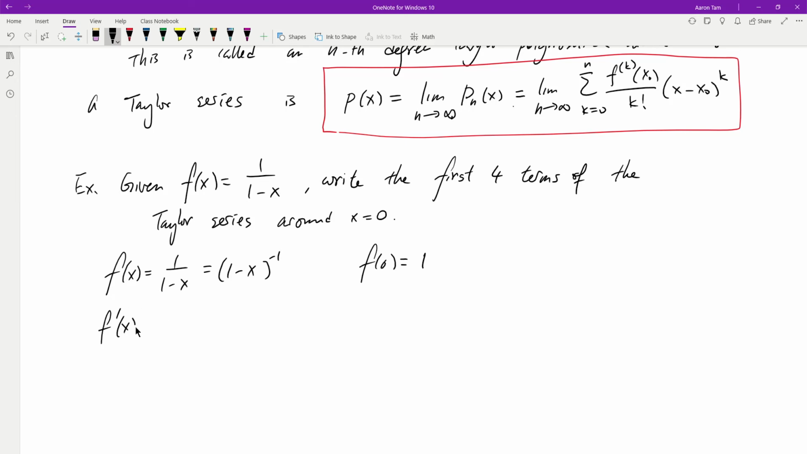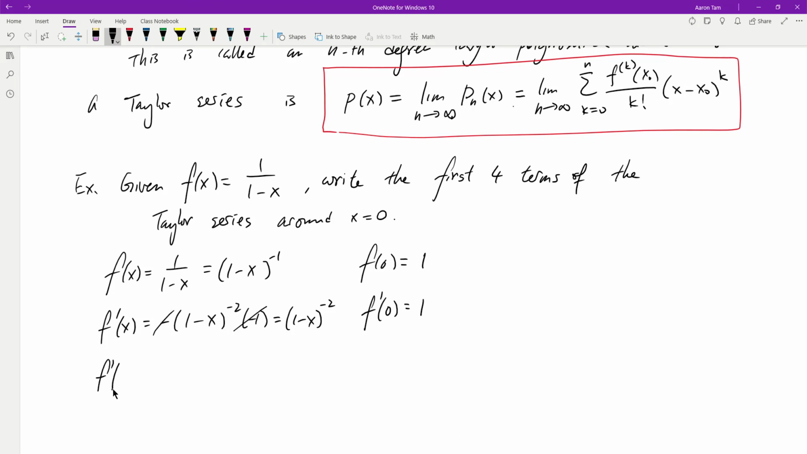Let's do f prime of x, so that would be negative 1 times 1 minus x to the negative 2, multiplied by negative 1, because that's the derivative of 1 minus x. So therefore, these two negatives actually cancel out. So it just becomes 1 minus x to the negative 2. So then f prime at 0 would just be positive 1 also.